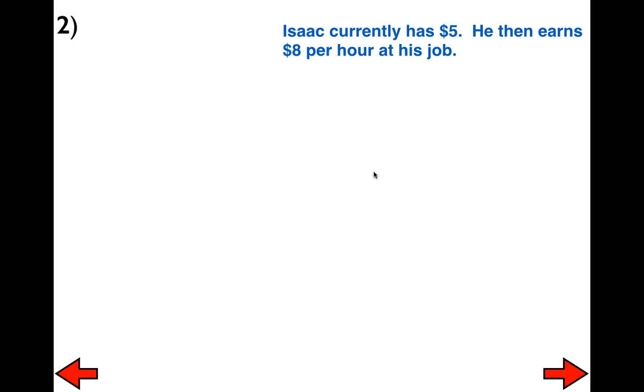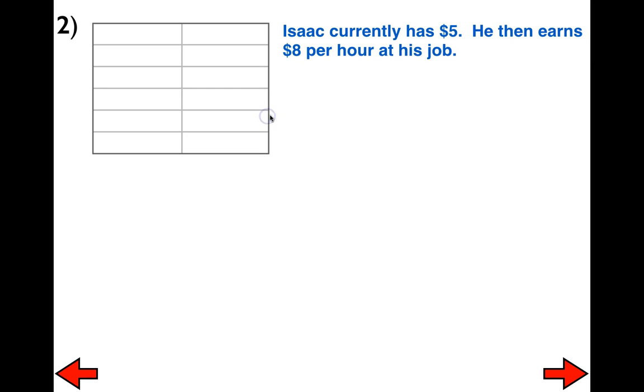So what might that look like in words? How about maybe like number 2? Number 2 says Isaac currently has $5. He then earns $8 per hour at his job. So starting with the table, let's go ahead and label our X and Y in our table, number of hours and the amount earned. So 0, okay, if he didn't work at all, how much would he have? He would still have $5.